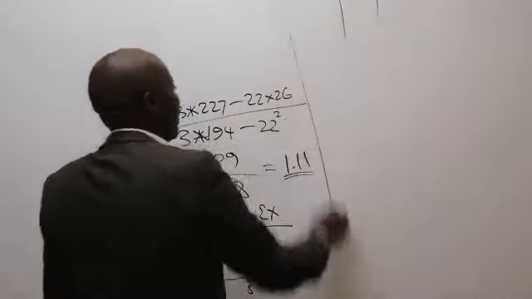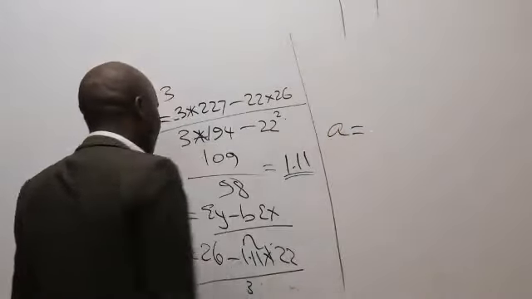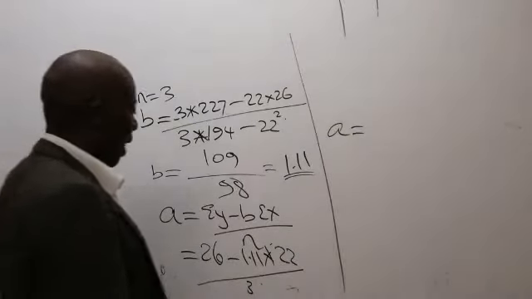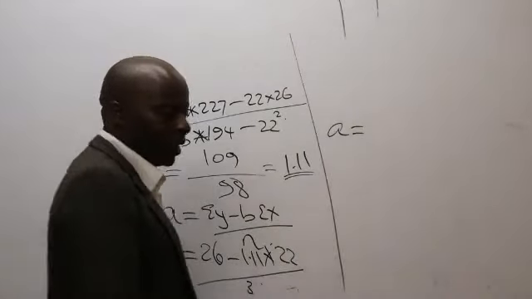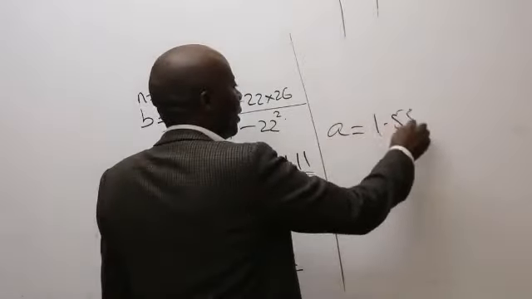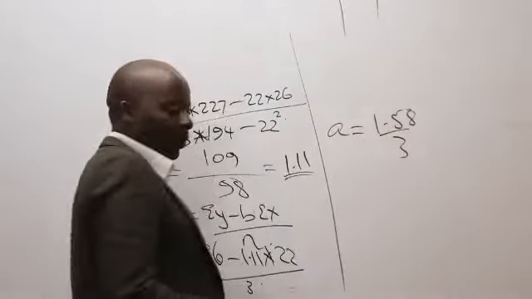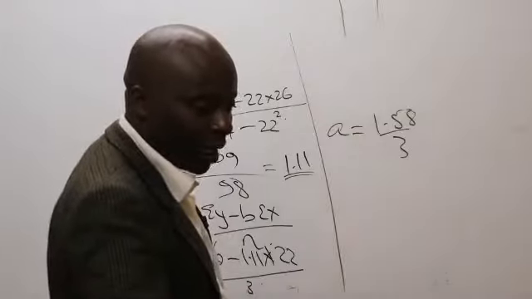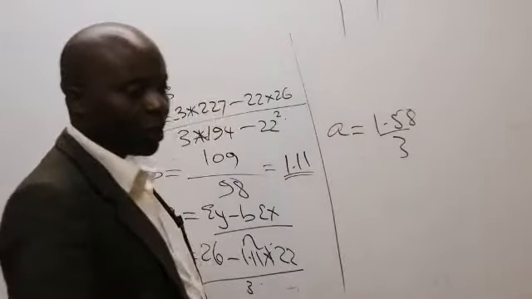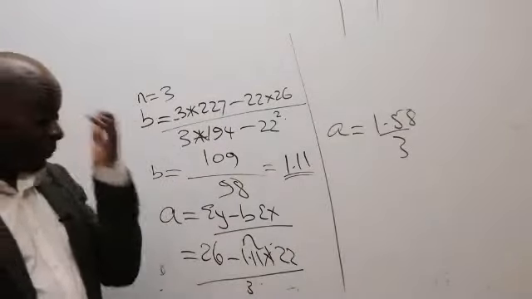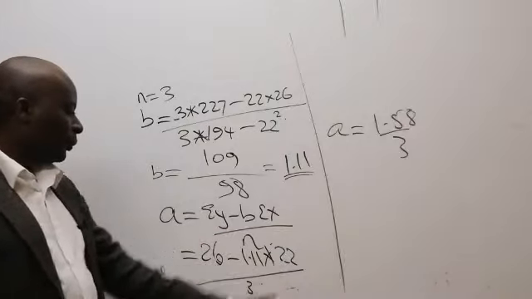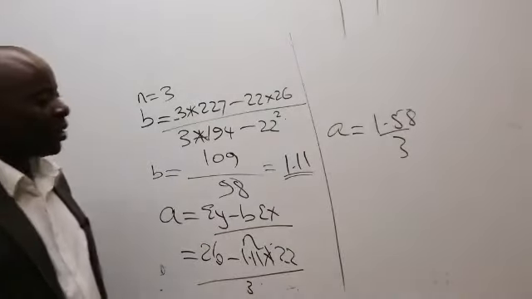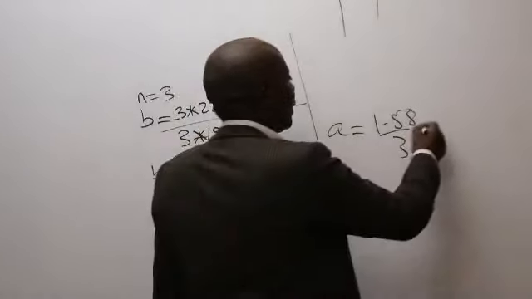So my A here will be equal to 26 minus 1.11 times 22, which gives me 1.58. 1.58 divided by 3. First of all, ensure that you always work out the numerator. After you get the numerator, now you divide. According to the answers, we're getting 0.57. Thank you very much.